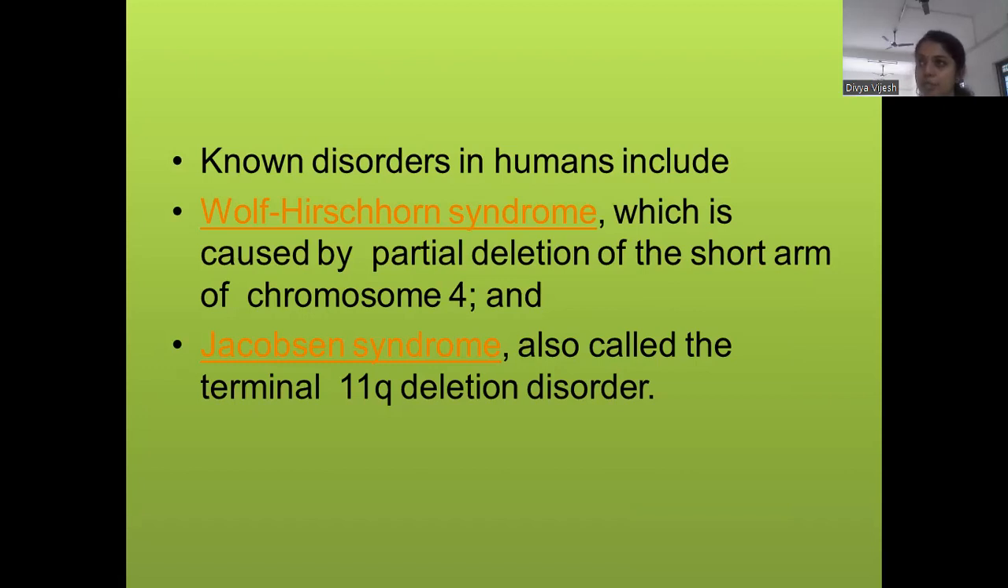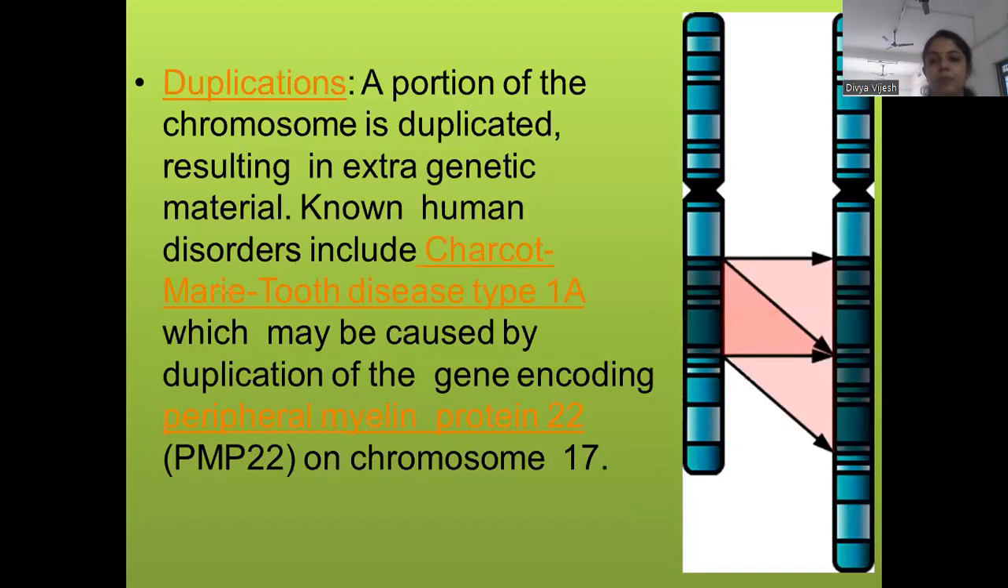So you have to see there are numerical abnormalities and structural abnormalities. In numerical abnormalities, you have to write about Down syndrome, Turner syndrome, and Klinefelter syndrome. In structural abnormalities, you have to write about deletion, for example Wolf-Hirschhorn syndrome, a partial deletion of the short arm of chromosome 4, and Jacobsen syndrome, the 11q deletion disorder.